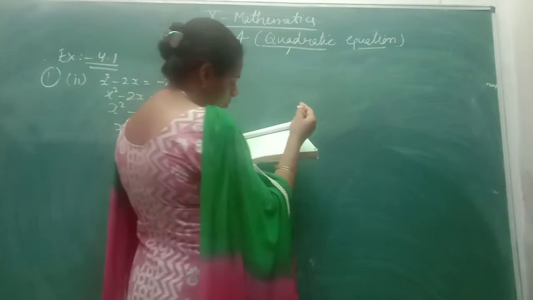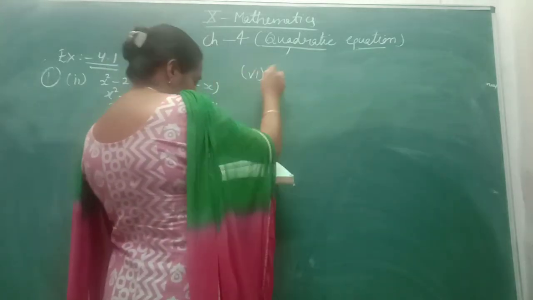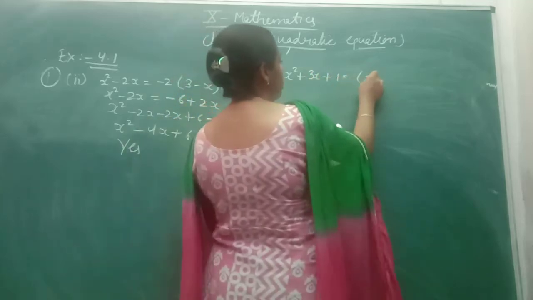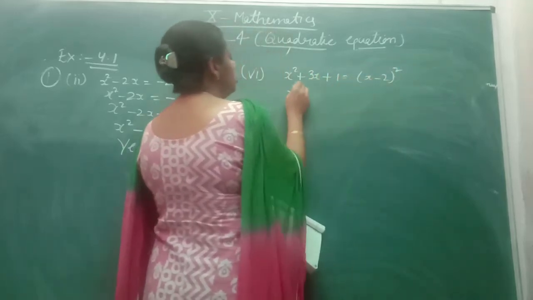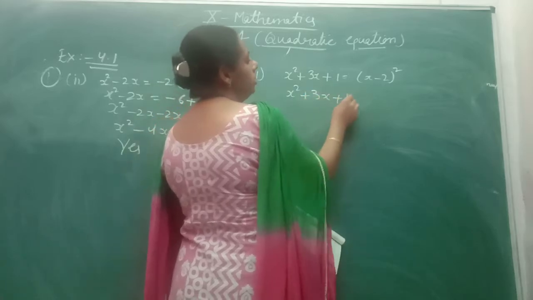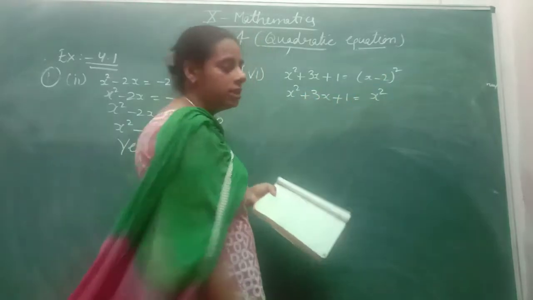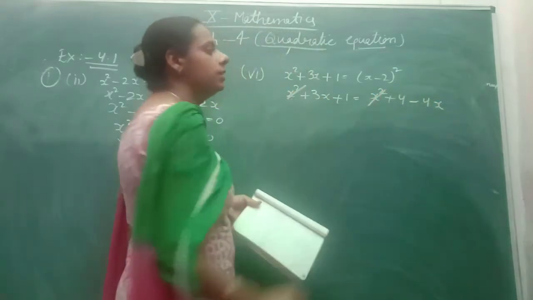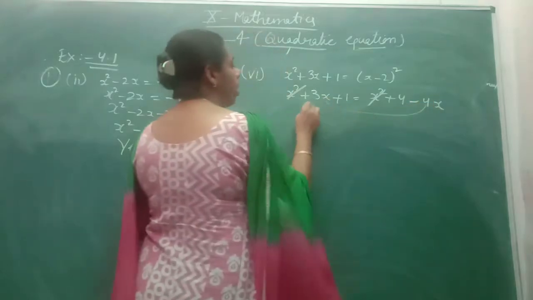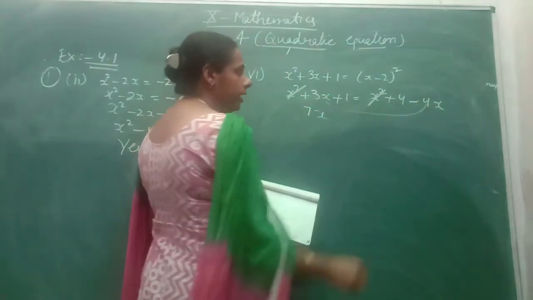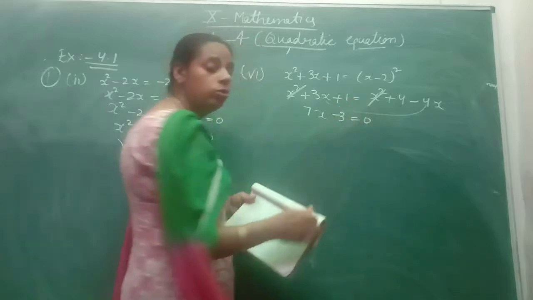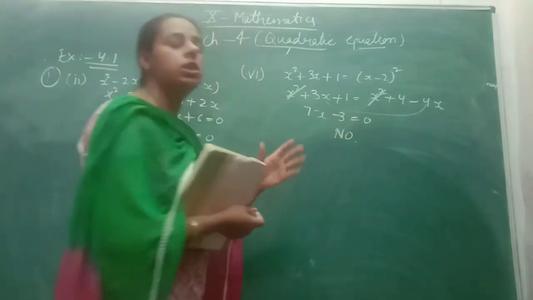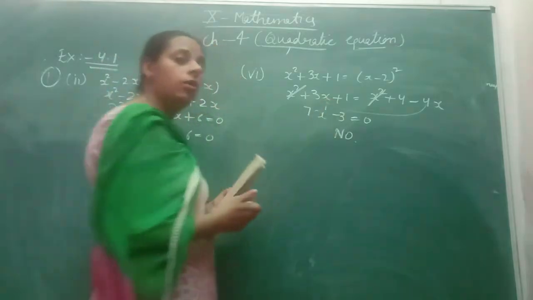I am taking one more part of it, the fourth part. Here you have x square plus 3x plus 1 is equal to (x minus 2) whole square. On solving the right hand side, there is the identity of (a minus b) whole square: a square plus b square minus 2ab. x square will be cancelled by the x square. Then after solving you will have 7x minus 3 equal to 0. Now you tell me, is it a quadratic? No, it is not a quadratic equation. It is a linear equation because its degree is 1.